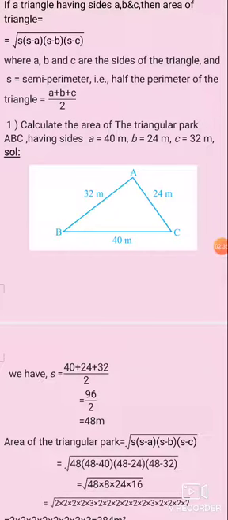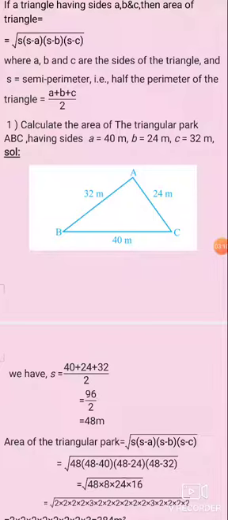Substitute the values. S is what? 48 into 48 minus a, 40. Then 48 minus b what? 24 meter. Then the third side, 48 minus 32 meter. Now the next step what? First one 48 inside. Then subtract: 48 minus 40, 8. 48 minus 24, 24. Then 48 minus 32, 16. After that, we need to find out the square root of that.